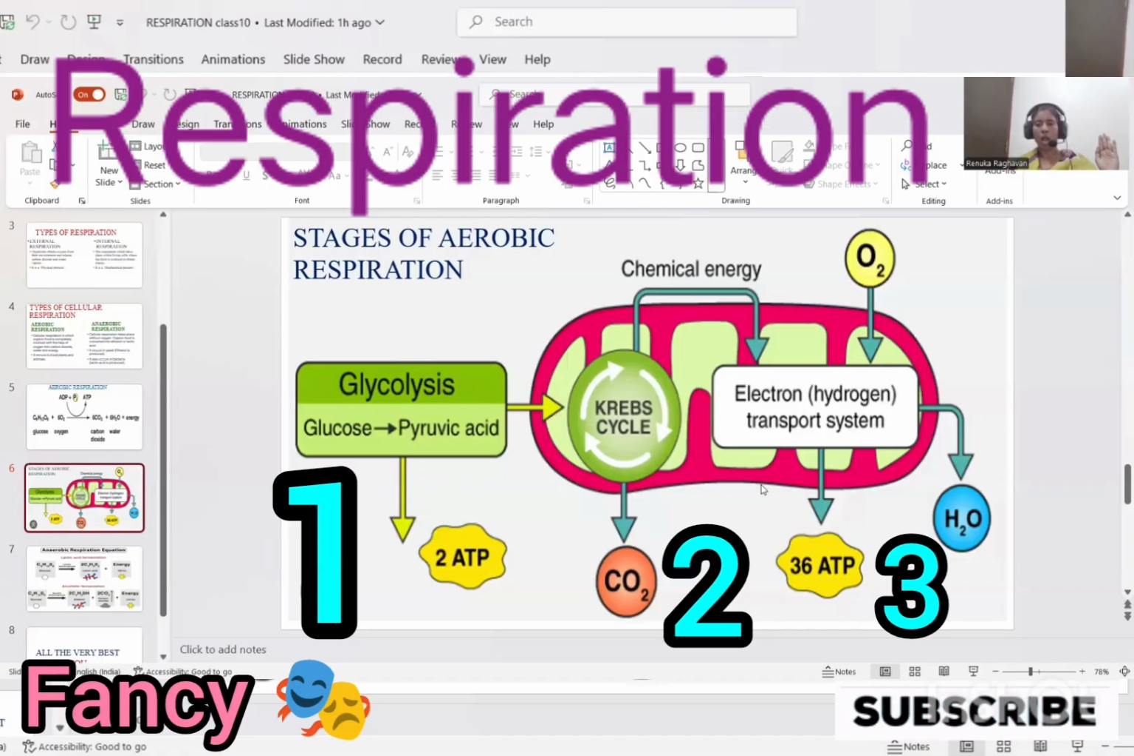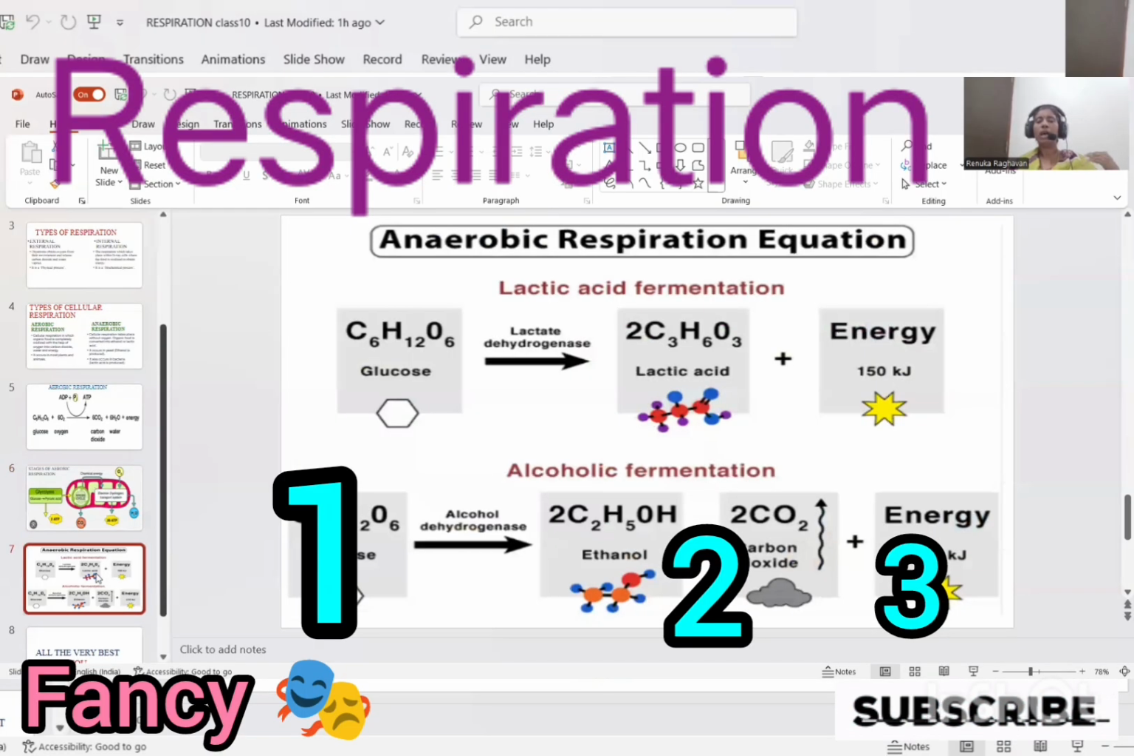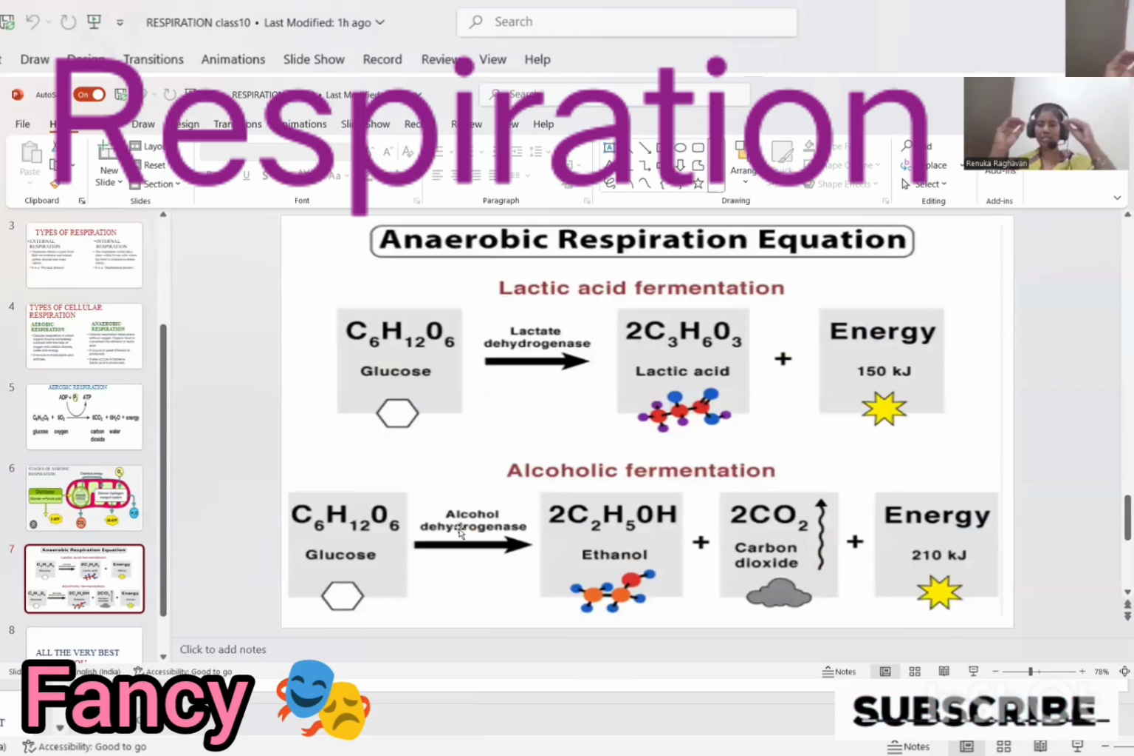Okay, so now let us move to the anaerobic respiration. Now look at the anaerobic respiration. It's very simple. Without oxygen, the products will be produced. It happens mostly in yeast and bacteria, and also occurs in human beings, living organisms also.